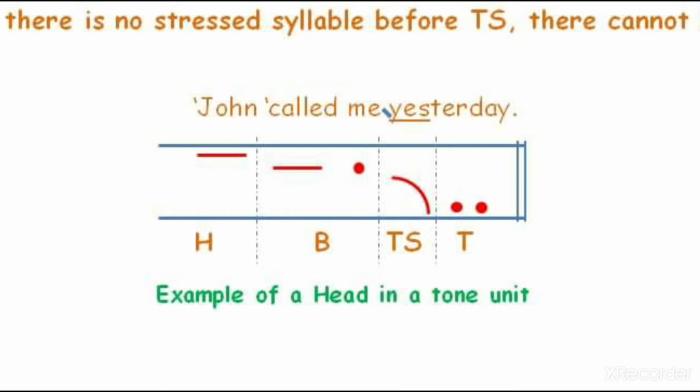And then called, which is one syllable, is stressed, and it occurs a little bit lower than the first one. Me is not stressed, so it is represented by a dot. And then the TS is yesterday. Yes, sorry, so it is from a mid to a low level. And then the tail here is the last part of yesterday, so it is represented by two dots. So here we have seen an example of a head in a tone unit.